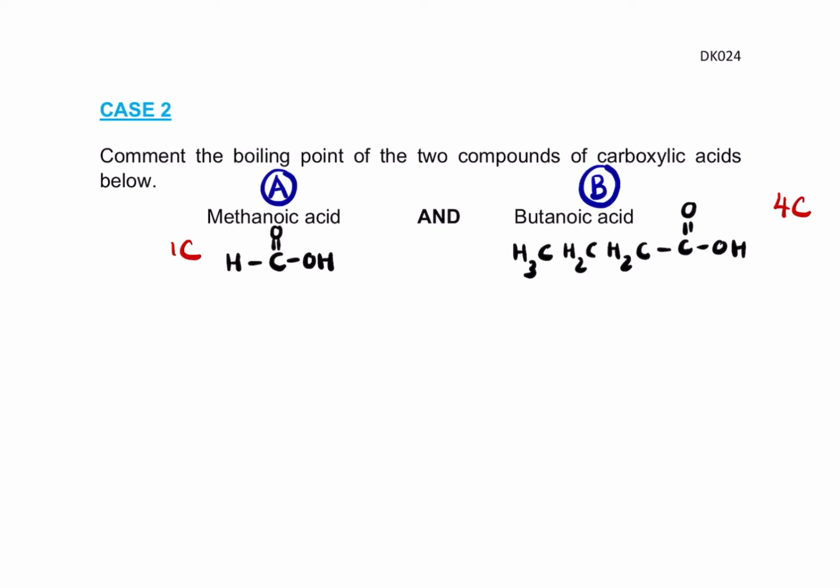If you take a look here, you got 1 carbon for methanoic acid. You got 4 carbon atoms for butanoic acid. So you can see that A has smaller molecular weight than B. So that will be your first bullet point.